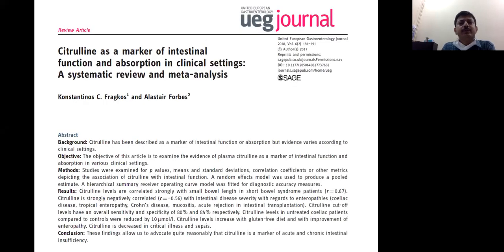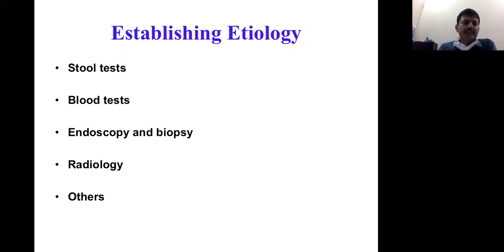So that was the first part of investigation where we have established malabsorption. The second part, as I said, is establishing etiology, because that's when you'll be able to treat specifically the underlying condition. Now, in terms of establishing etiology, again, the tests are grouped into different types. We have the stool test, the blood test, endoscopy and biopsy, the radiology, and you have the other tests.